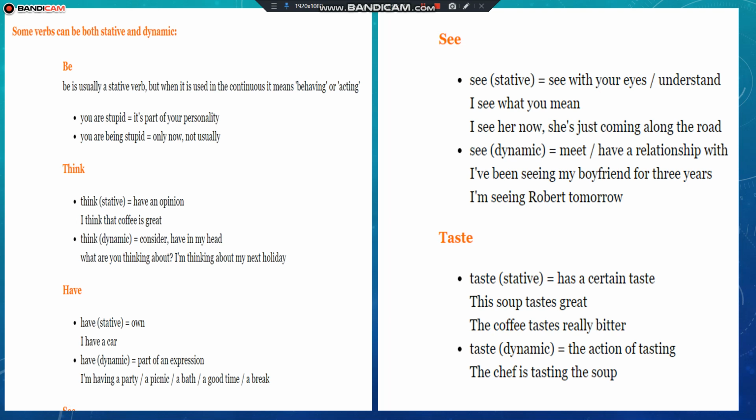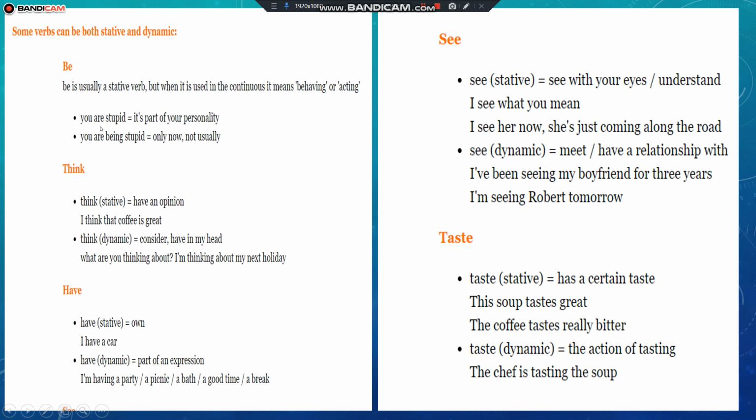As I told you, we use the present simple to talk about general truth or scientific fact, okay, or to talk about routine. Okay Shabab, so when we said you are stupid, it's part of your personality. But when I say you are being stupid only now, it's as if I'm telling him you are behaving stupidly or you are acting stupid. Okay Shabab, so now indicates that it's only now. This is for the verb to be.